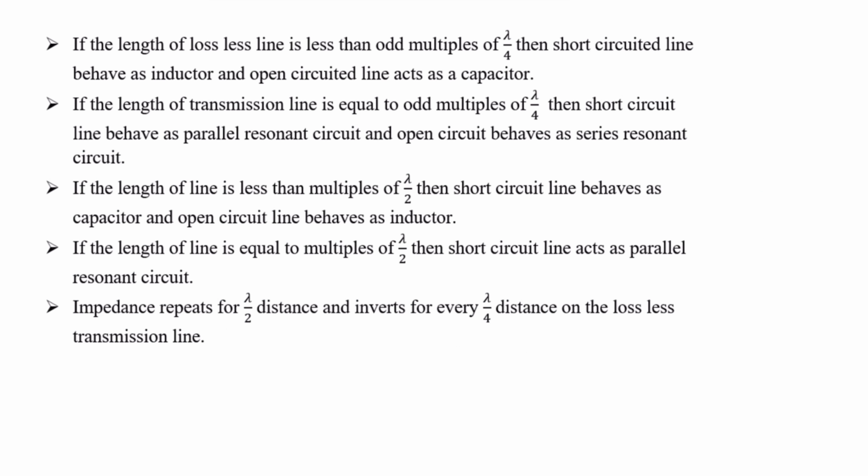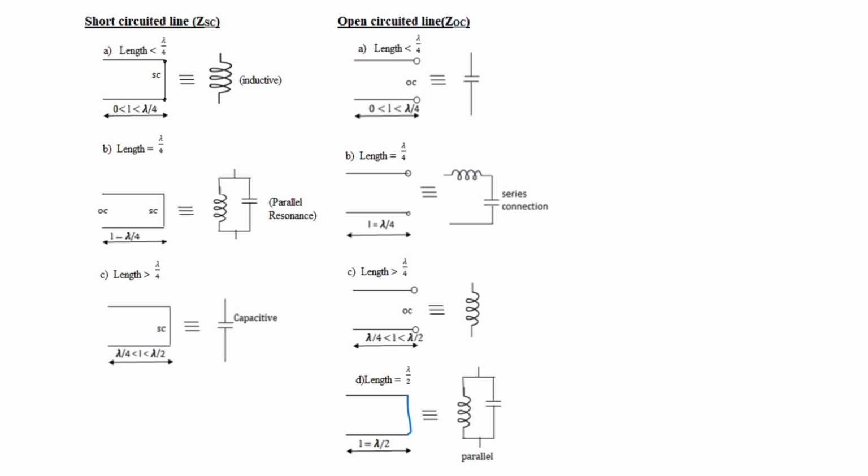So a few points related to this. If the length of a lossless line is less than odd multiples of lambda by 4, then a short circuit line behaves as an inductor and an open circuit line behaves as a capacitor. So this is a lossless transmission line of length less than lambda by 4. If it is short circuited, it acts like an inductive component. If it is open circuited, then it acts like a capacitor.